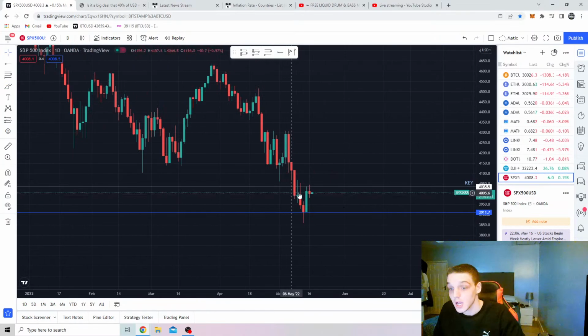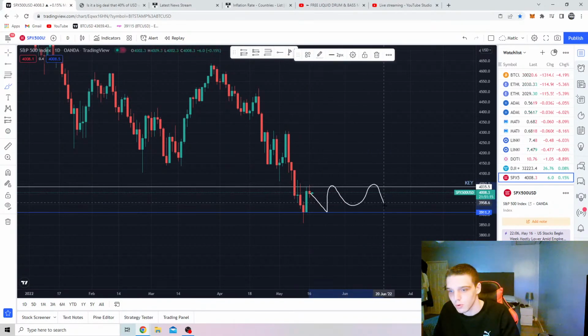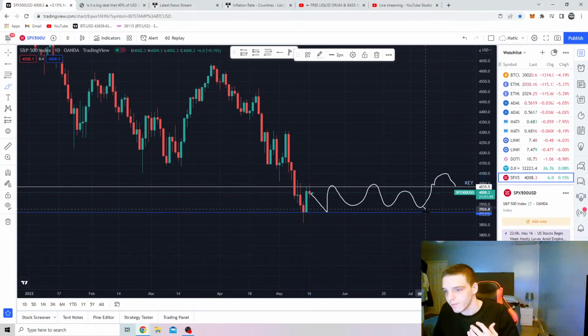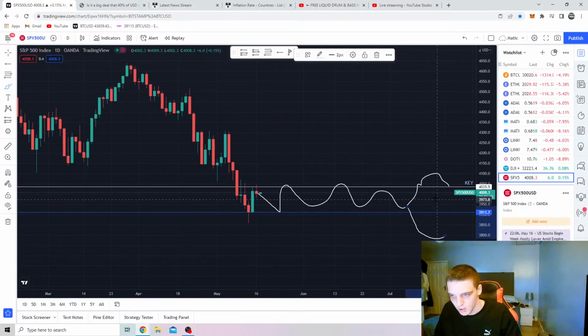As you can see, currently the same as the Bitcoin situation. We're essentially bouncing between two levels. Boom, boom, boom. What are we waiting for? We're waiting for a break, at least to the upside, or we're waiting for a break to the downside, and we continue the economic crisis that is continuing.